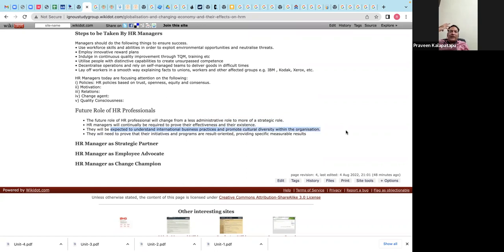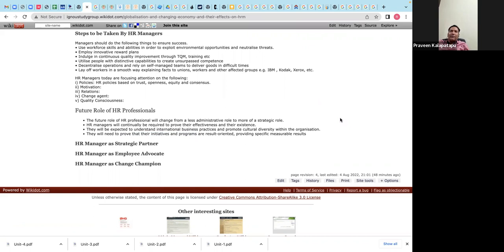They should be able to understand international business practices and promote cultural diversity in the organization. And they should prove their initiatives and programs are result oriented, that is, measurable, whatever initiatives they have taken. So these are some of the future roles as far as HR is concerned. Now there are other dimensions.